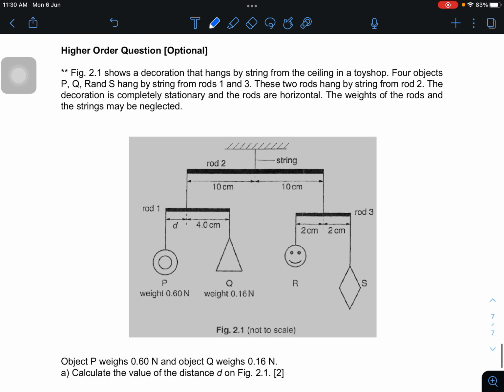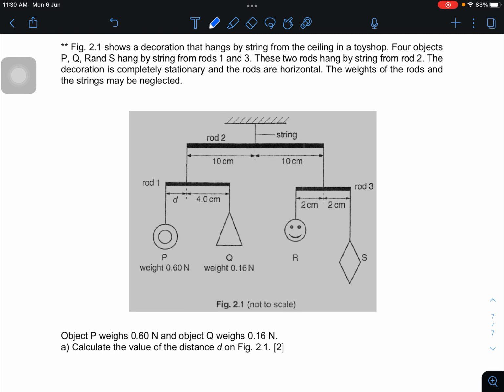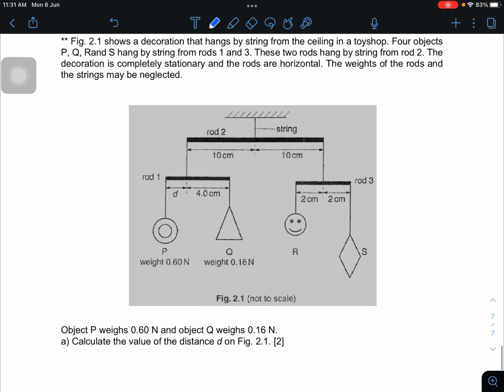Okay, the last question is actually a HOT, a higher order question. Optional, but I would really suggest all of you do it because this is a 10-year series question. It's an O-level paper question. So there is no reason why anybody should not do this question. Okay, so let's take a look at it.